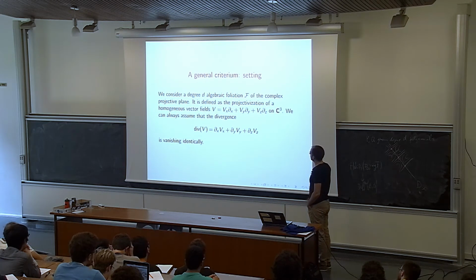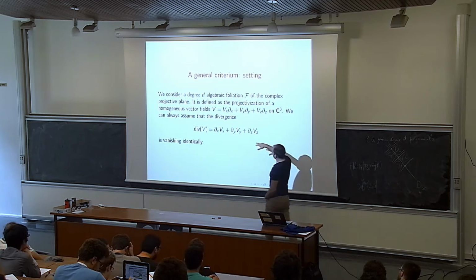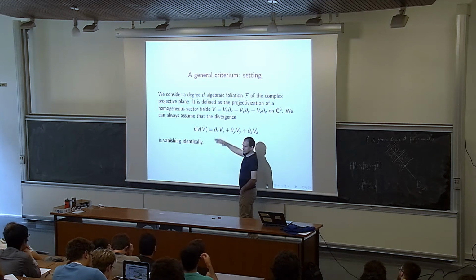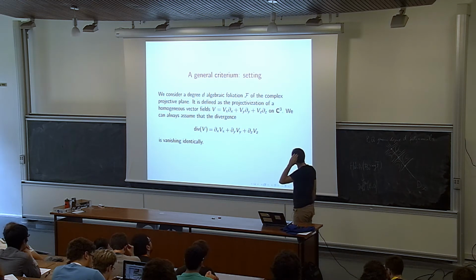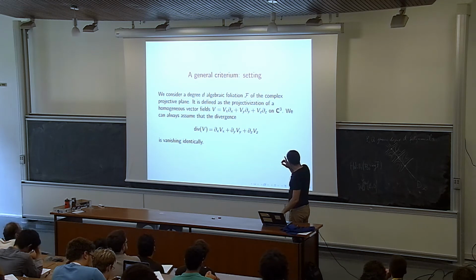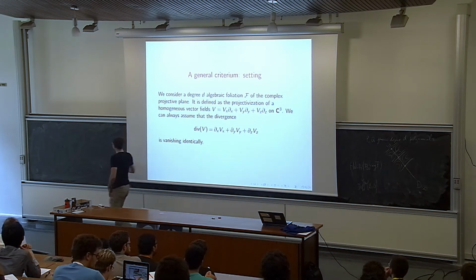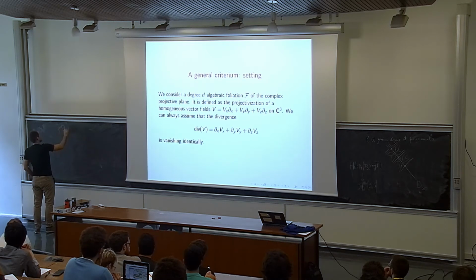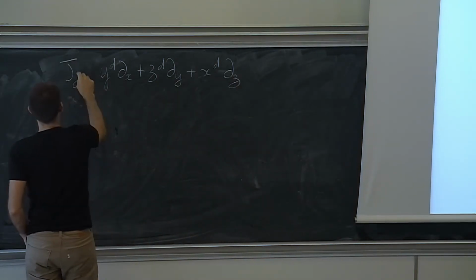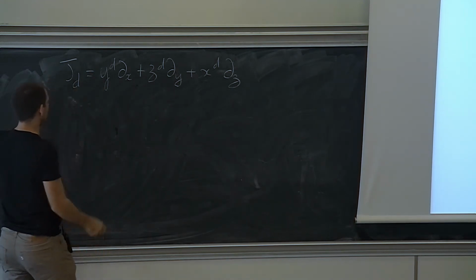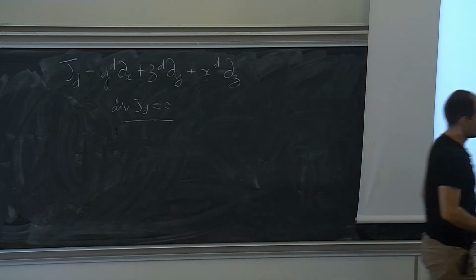So in fact, the moduli space of degree D algebraic foliations is a Zariski open set in the projectivization of the divergence 0 homogeneous vector fields of degree D. You can describe this moduli space like that. And just observe that the Jouanolou foliation, which is just that one, in degree D, call this homogeneous vector field JD. It is a representative with 0 divergence.